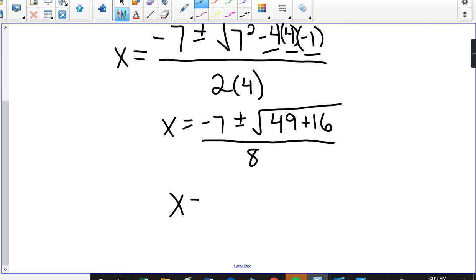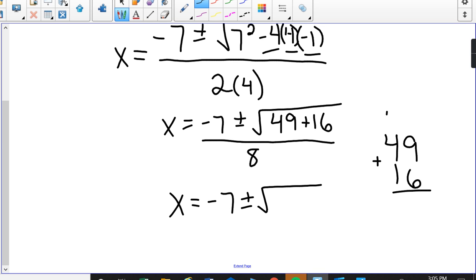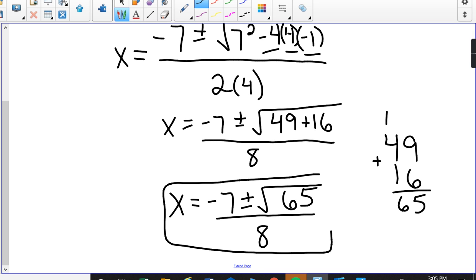Okay, so a little more simplifying, -7 plus or minus root, and in that parentheses I still want to add 49 and 16. So we're going to add that. And we get 65. And that's divided by 8. 65 is not a perfect square, so we can't simplify that radical. So we're just going to leave it. Now, sometimes it's not a perfect square and you could still simplify it, but I don't discuss simplifying radicals in Algebra 1. So we're just going to leave it the way it is, and this is our solution.